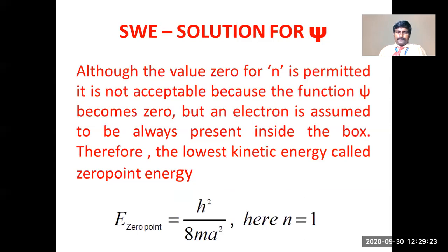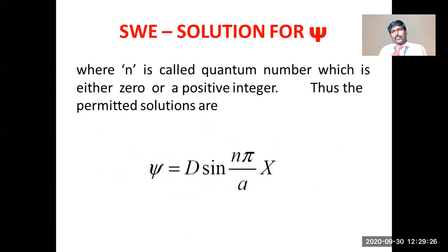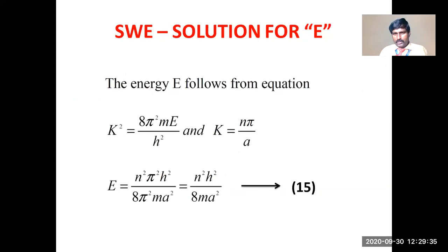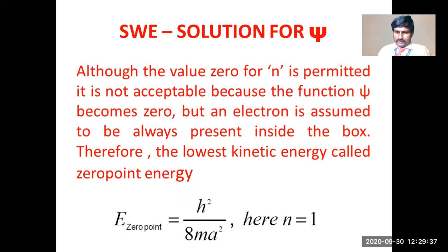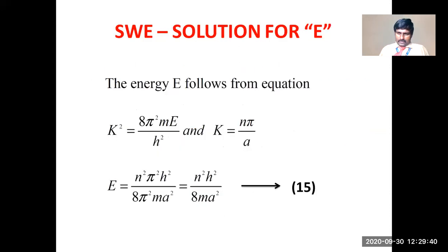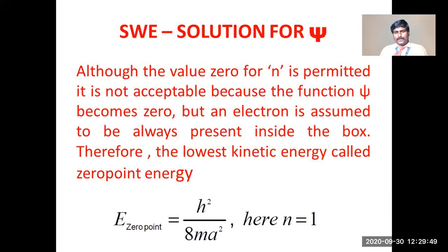Here we have to solve what is the value of D. For that, if we have to go for a solution for this D, we have to go for normalization of psi square. This is the zero point energy. That energy at n is equal to 1, whatever energy you are getting, is known as zero point energy. That means the energy of the electron at the first orbit is known as zero point energy.